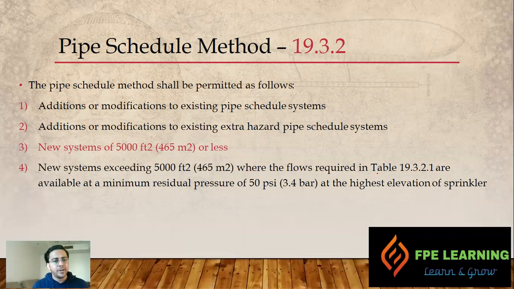The first one, addition or modification of existing pipe, right? If you have an existing pipe schedule system, we can add to or modify that one. Or addition or modification of existing extra hazard pipe schedule. So point number 2 talks about this system not being applicable for new extra hazard projects. It might be for the existing one. Point 3 talks about the capacities.